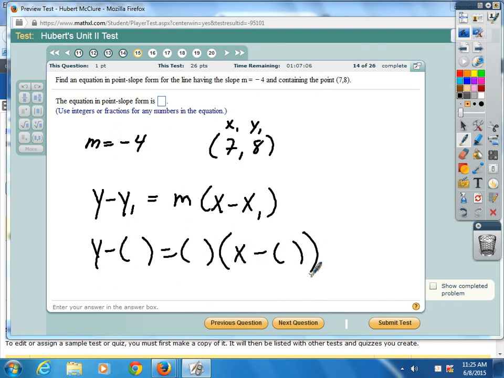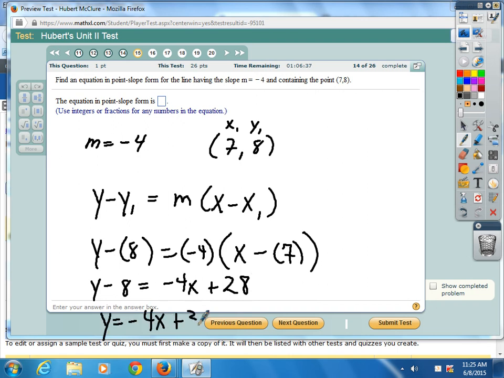I always forget how to set this up. It's the easiest thing. Yep. Equals negative 5. What's plus? And what's 28 plus 8? 28 plus 8 is 36. Is that right? Boom.